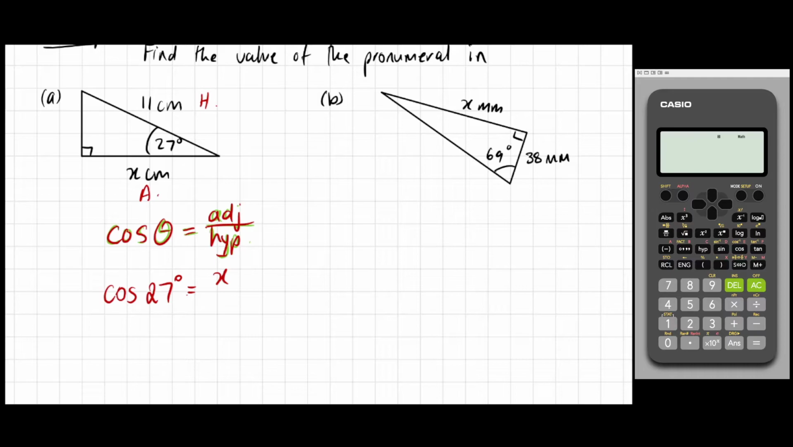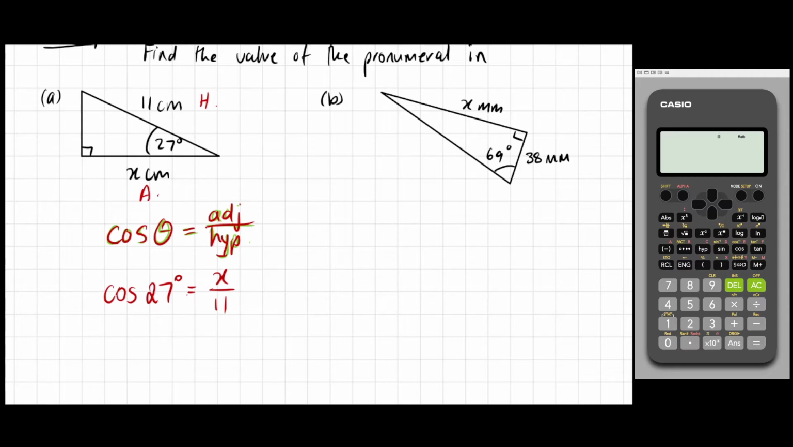Finally, my hypotenuse side is the other side that I do know. In this case, it's the 11. So now I've got a filled in trigonometric ratio: cosine of 27 degrees is equal to x over 11. And you can see where these numbers have come from in the above diagram.